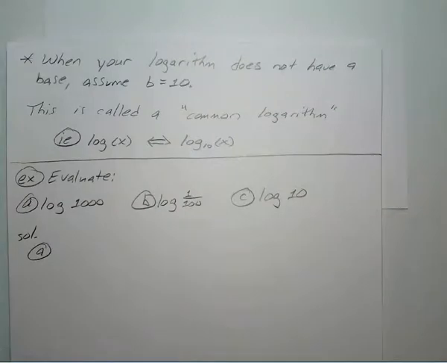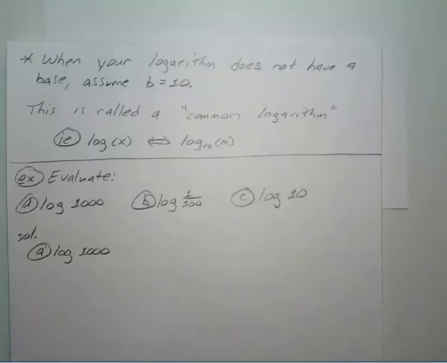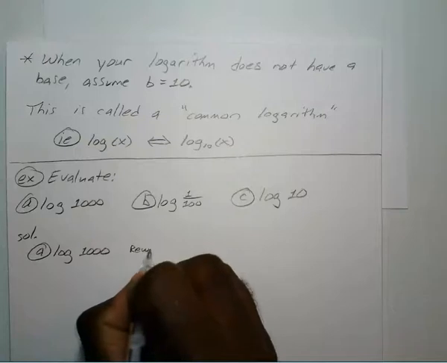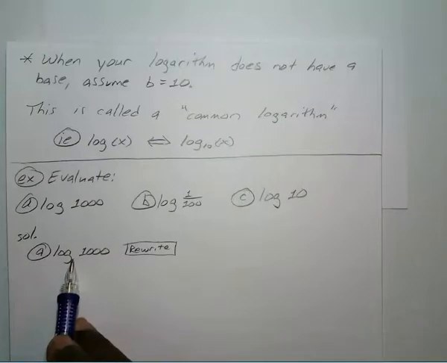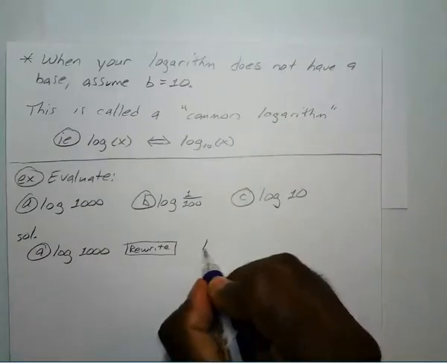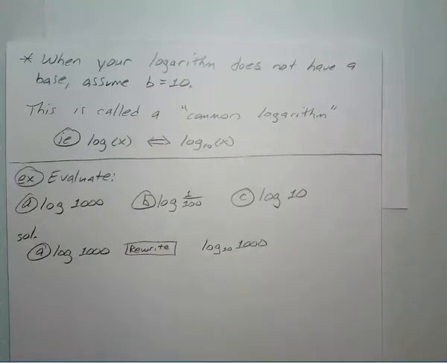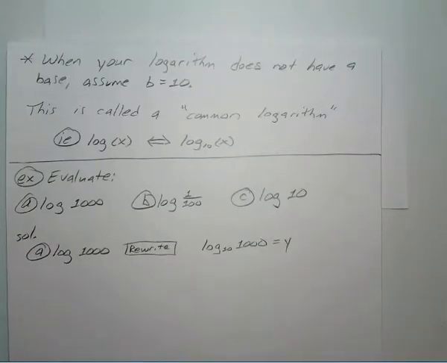Okay, so for problem A, if you have log of 1000, we're going to rewrite it. Remember, when there's no base, our base is 10. So we have log base 10 of 1000. There's no equal sign, so we can just make that equal y. Whenever there's no equal, just make it equal an unknown variable, because that's what you're solving for.